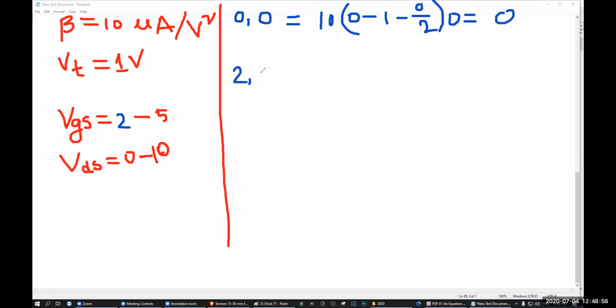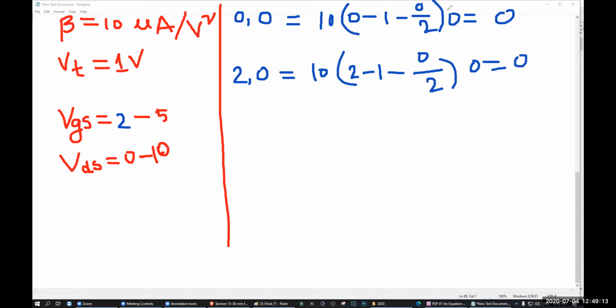So 2, 0, that means 2 is VGS, VDS is equal to 0. So 10, 2 minus 1, minus 1/2 into 0 by 2, 0 is equal to 0, right? Why? Because you have a 0 multiplication. Then I'm going to increase the VDS to 1. So 10, 2 minus 1, minus 1 by 2, into 1. How much is your answer?